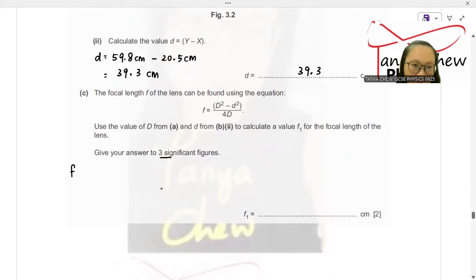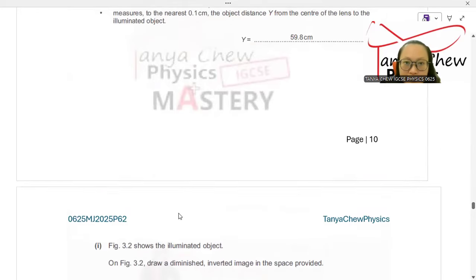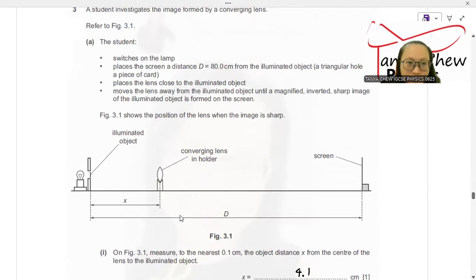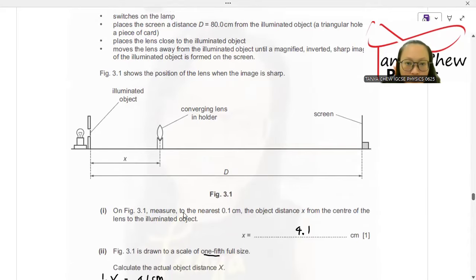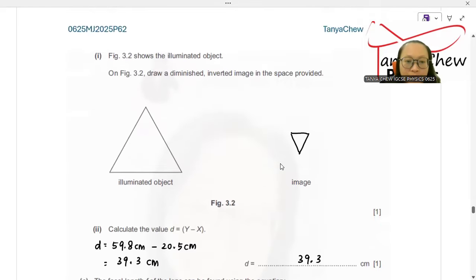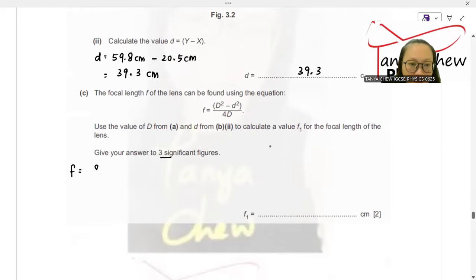So f is equal to D square minus d square over 4D. From A, the big D is 80 cm. You just square 80, minus the small d here, 39.3 square, divided by 4 times 80. This is f1, and my f1 value, if I round it off to 3 significant figures, is 15.2.